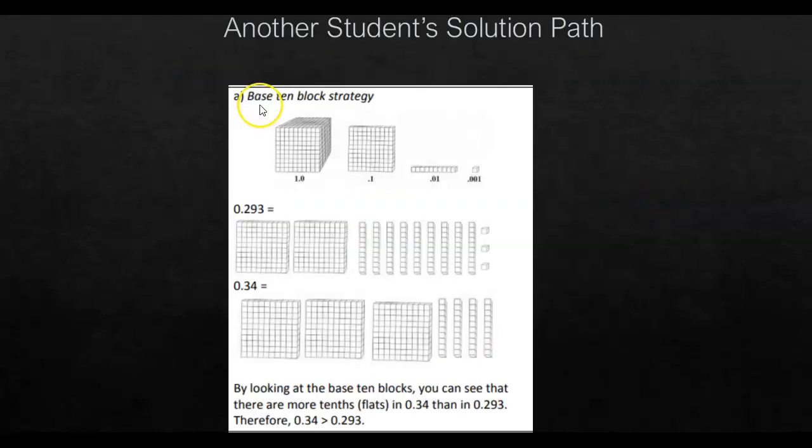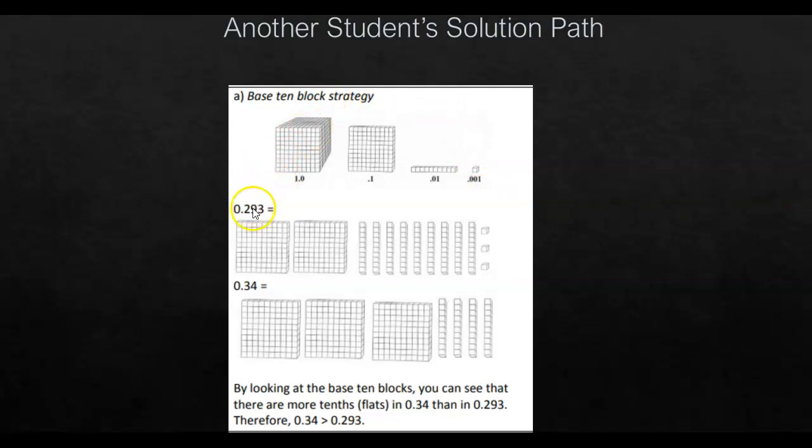This is what another student chose to do. They wanted to use a base 10 block strategy, and what they were thinking about in this strategy is that you took the whole large cube and counted it as one whole. The flat would be 1/10 because it would take 10 flats to make the one whole. The rod would be 1/100th because it would take 100 rods to make the one whole. And the unit cube here would be 1,000th because it would take 1,000 of them to make the one whole.